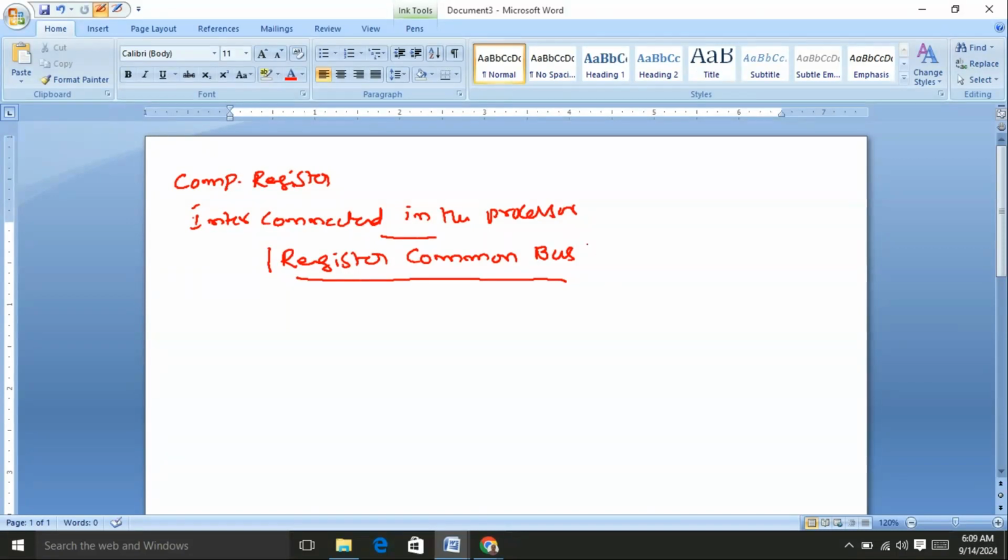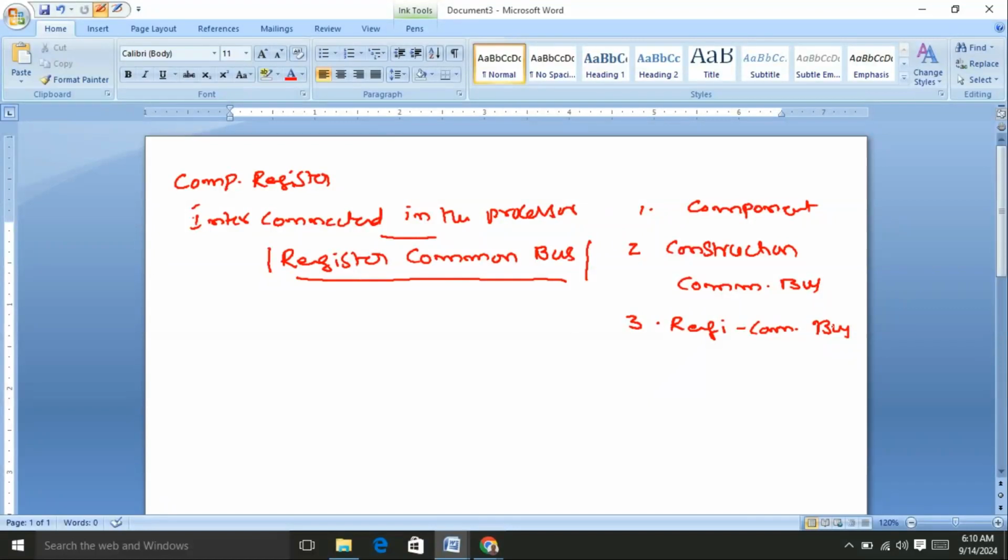Here we are going to observe that there are several common buses in computer organization. One is the common bus which connects all components within the system. The second one is the construction or design of the common bus by using multiplexers and three-state buffers. The third one is the register common bus, that means how these registers are interconnected.